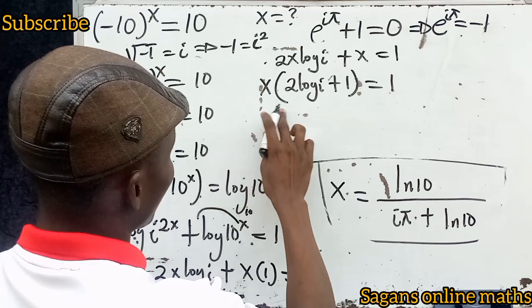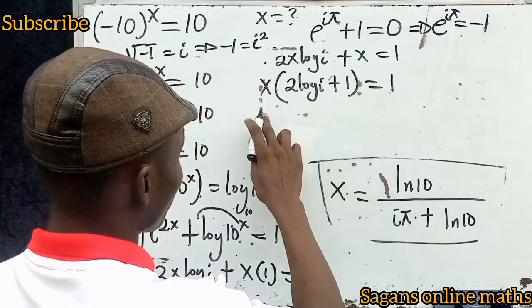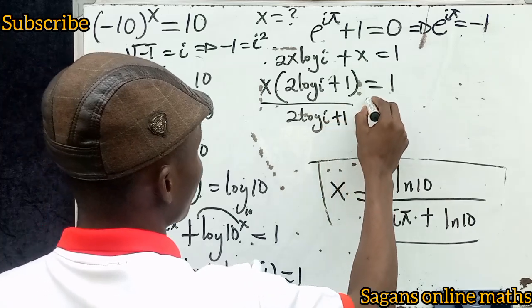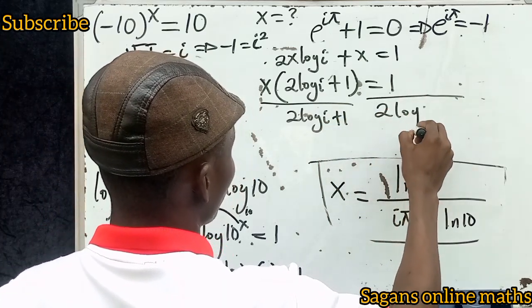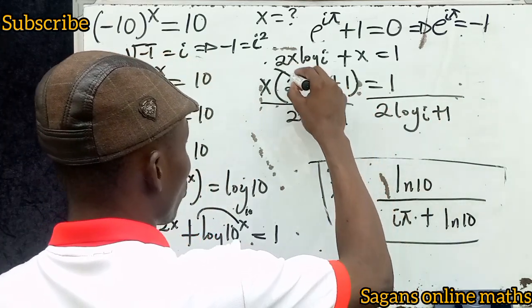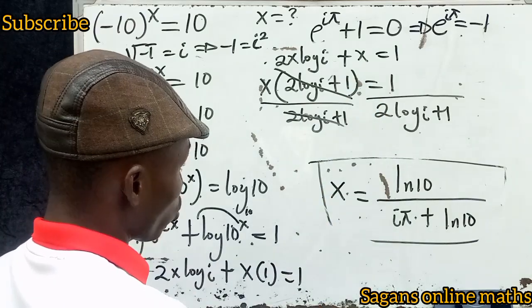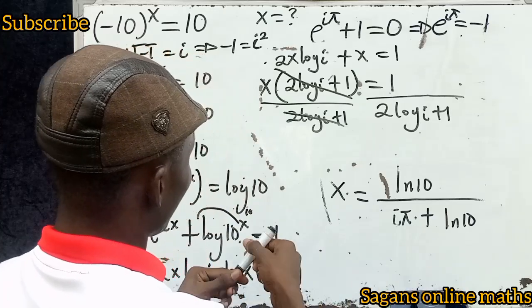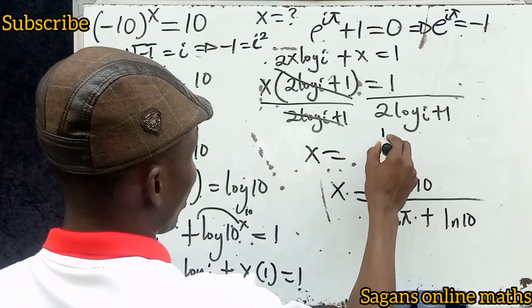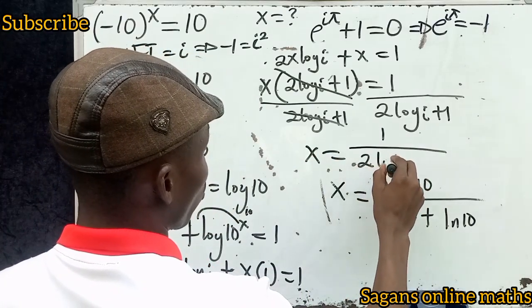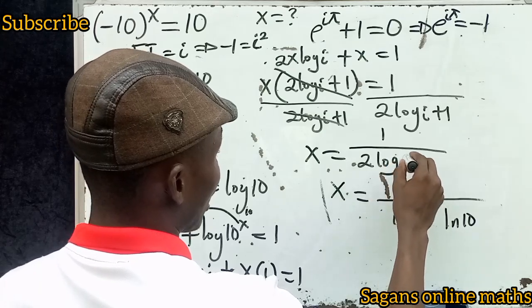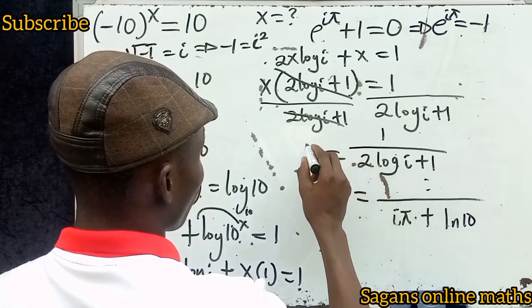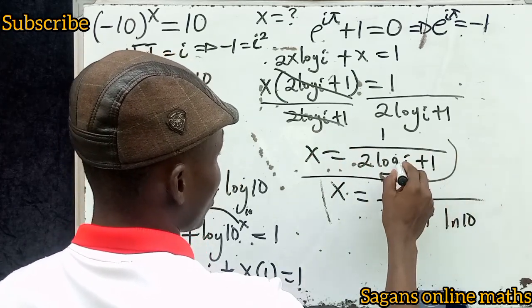Now let's divide both sides by 2 log i plus 1 so I can have x. So we divide here by 2 log i plus 1, and also divide the right side by 2 log i plus 1. So this will cancel out this. Okay, so now you see that our x is equal to 1 divided by 2 log i plus 1. This is the value of x, okay.